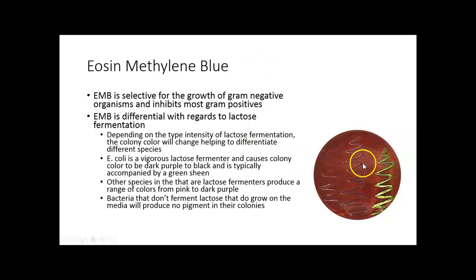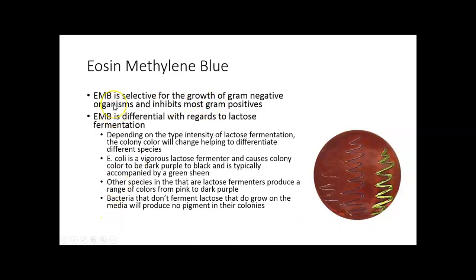lactose. So bacteria that don't ferment lactose will be clear. So they'll grow and they won't have any color. You'll see the growth though. Bacteria that do ferment lactose will change color. So the bacteria themselves change color. See how the bacteria is like a purple, but on top there's this darker purple? That's a lactose fermenter. And bacteria that are extreme fermenters will produce a green sheen. So we have a non-fermenter, a fermenter, and an extreme fermenter.